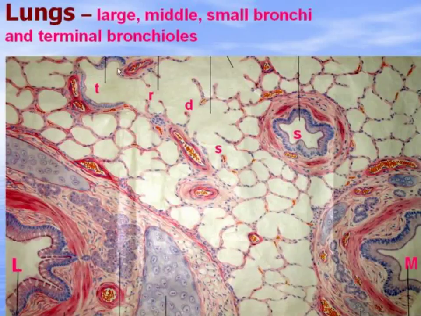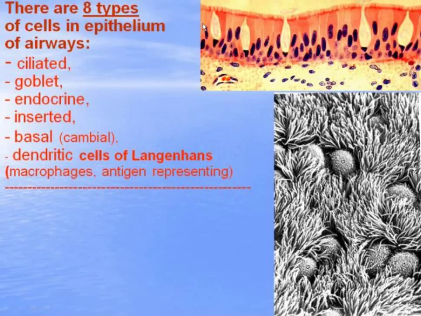Terminal bronchioles are lined by simple cuboidal epithelium, then the respiratory portion consists of respiratory bronchioles, alveolar ducts and sacs, and everywhere the increased amount of alveoli. Near the bronchi you can find quite big blood vessels, arteries and veins. There are many types of cells in airways epithelium.